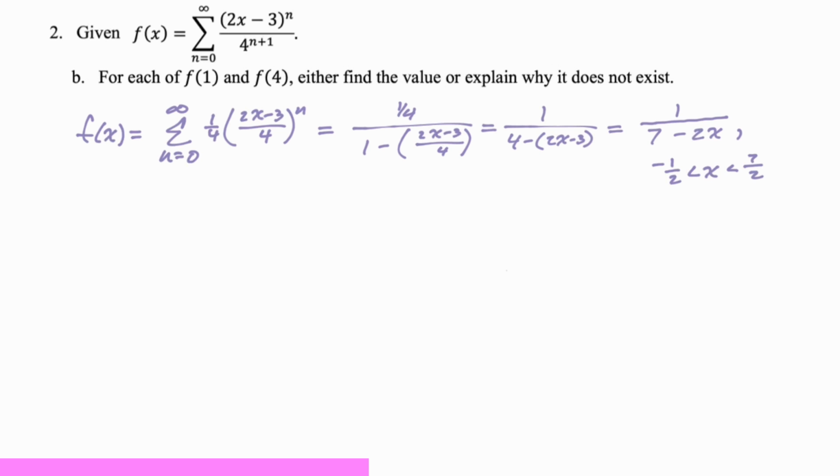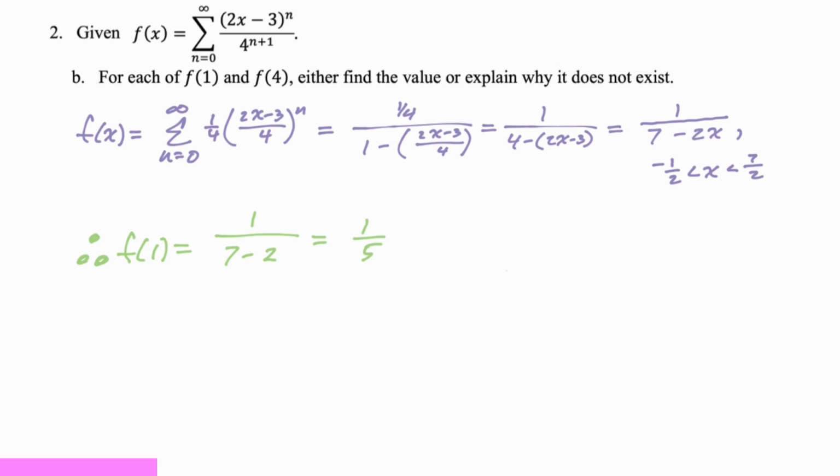This cleans up to 1 over 7 minus 2x, and don't forget our interval of convergence is -1/2 to 7 halves, which is super important in this problem because we need to check and make sure the number that we're trying to sub in is in the interval. In this case, 1 is in the interval, so we definitely know that f of 1 is just going to be the result of plugging 1 into this function. It's 1 over 7 minus 2, which is just 1/5.